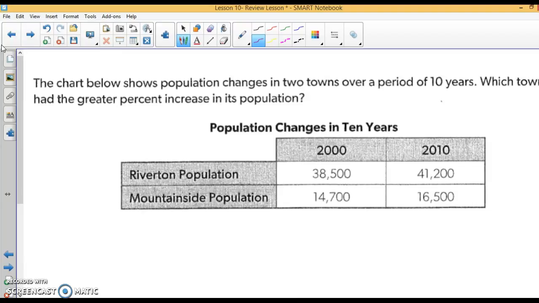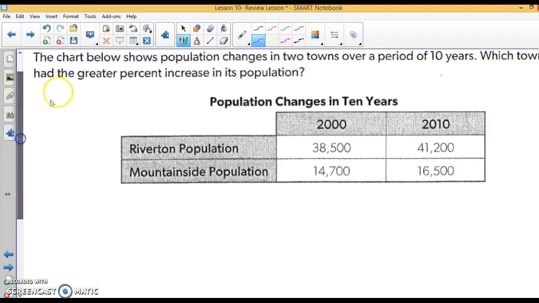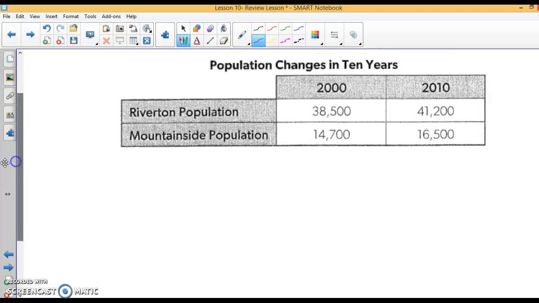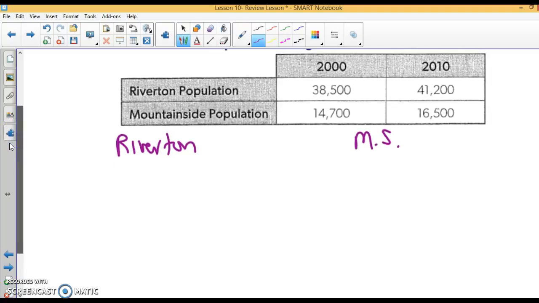All right, the chart below shows the population changes in 2 towns over a period of 10 years. Which town has the greater percent of increase in its population? So, I've got Riverton, and I'll do Mountainside over here. So, Riverton. First of all, these are both percents of increase because they're going up.